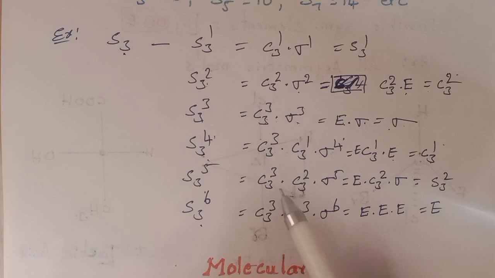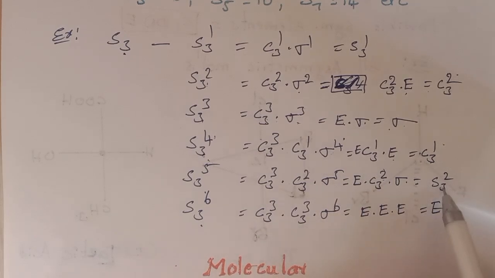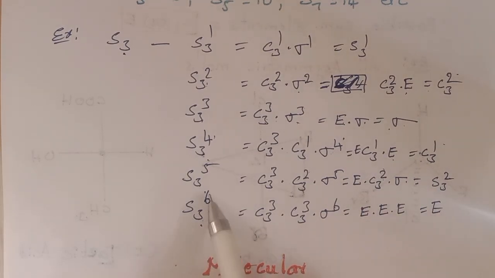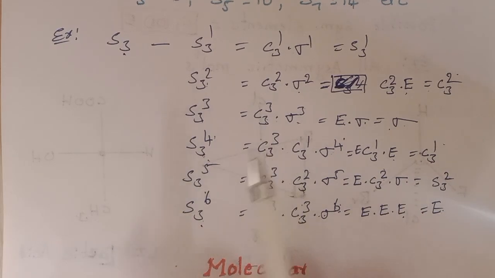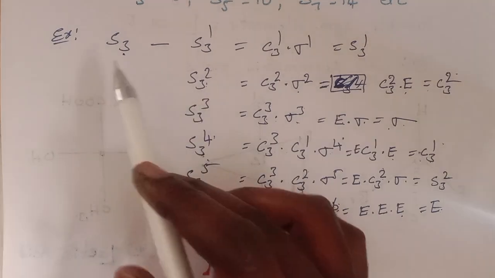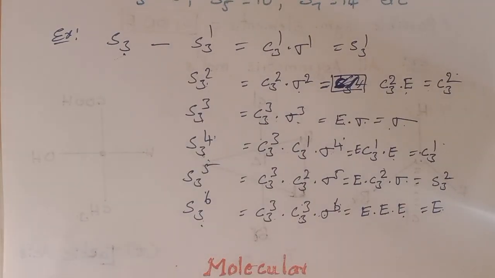S35 can be written as C33, C32, 3 plus 2, 5, right? So sigma 5. C33 is E, C32 and sigma. So S32. S36: C33, C33, sigma 6. C33 is E, C33 is E, and sigma 6, n is even, right? So E. So the resultant element is E. Like that, S3, being an odd number, will give 6 symmetry elements.